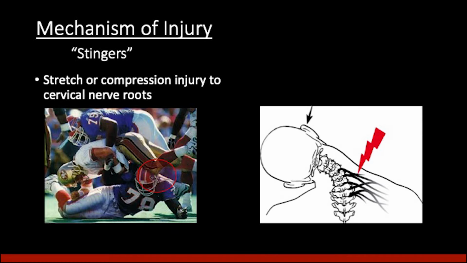Stingers is a generic term that's often used when someone comes off the field with painful paresthesias, numbness that went down the arm. A lot of times that is a traction injury. Anytime someone comes off the field with those symptoms, they've had an acute stretch injury to their nerves. And that can occur at a couple of places.